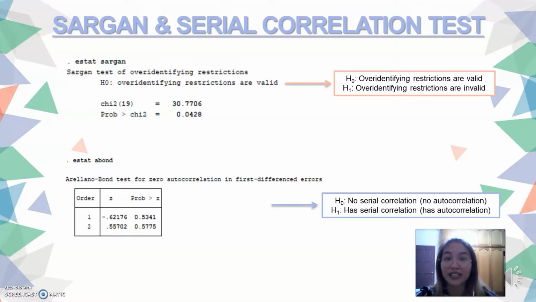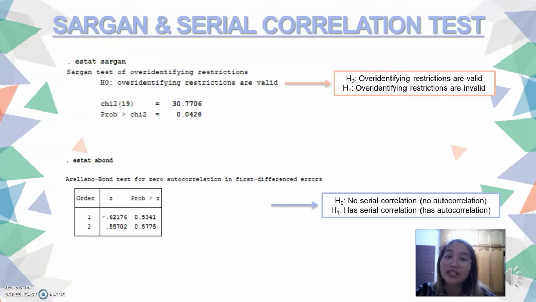Moving on, we then carry out the Sargan-Hansen test to test for over-identifying restrictions in the model, whereby H0 states that over-identifying restrictions are valid, while H1 states that over-identifying restrictions are not valid. So as seen there, as the p-value is more than 5% or 0.05, we accept the null hypothesis H0 and conclude that over-identifying restrictions are valid, meaning that the instruments used in the model are valid, where they are not correlated with the errors in the first difference equation.